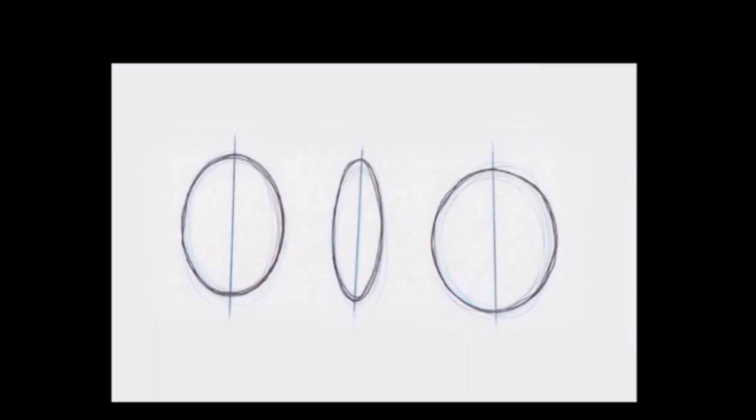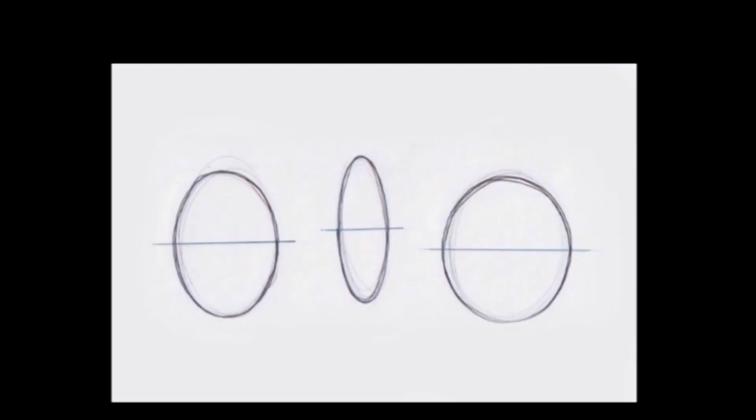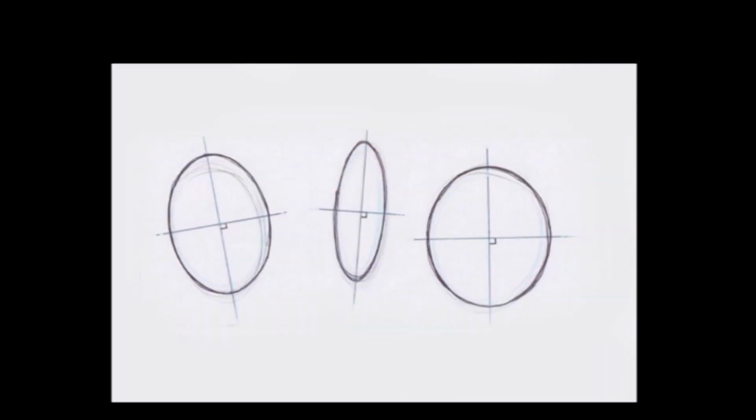An ellipse has two axes. The major axis, shown here, divides the ellipse across its long dimension into two equal halves. The minor axis, shown here, divides the ellipse into two equal halves across its narrow dimension. The major and minor axes cross one another at 90-degree angles.